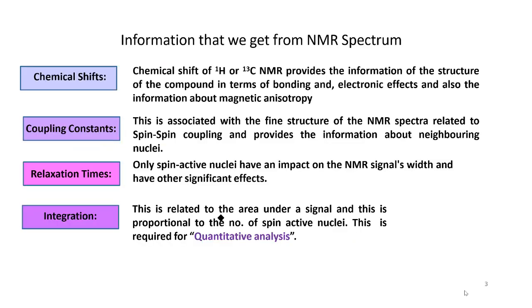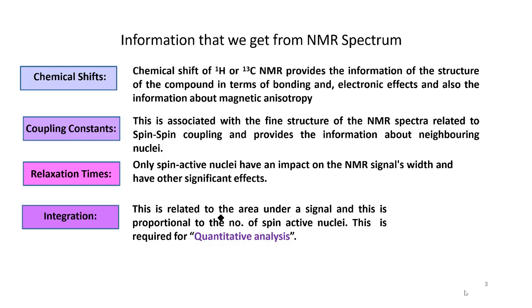The information that we get from the NMR is the chemical shift. First of all, the chemical shift of proton or 13 carbon in NMR will provide the information of the structure of the compound in terms of the bonding and also the electronic effects which are present in our material or polymer. Then we have the coupling constant. That is associated with the fine structure of the NMR spectrum, and generally the spin coupling related information we can get from the coupling constant.